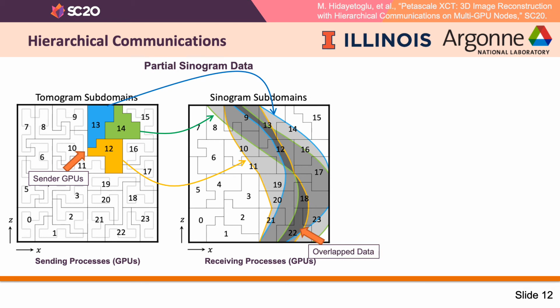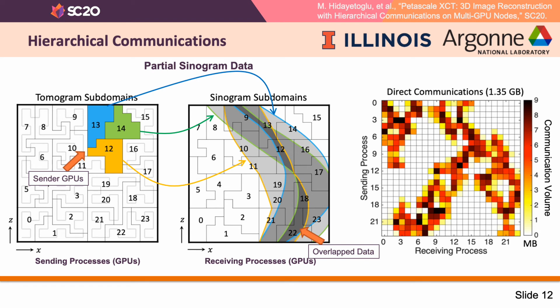In this example, GPU 22 sums the overlapping sinogram data coming from GPUs 12, 13, and 14. A direct communication of the partial data yields a sparse communication matrix. For large problems, most of these communications go through the slow interconnect between nodes, which constitutes the bottleneck. The hierarchical communication reduces the overlap data locally at the GPUs in the same socket, and then communicates the reduced data across nodes. This requires additional communications within sockets, but with less communication across nodes.